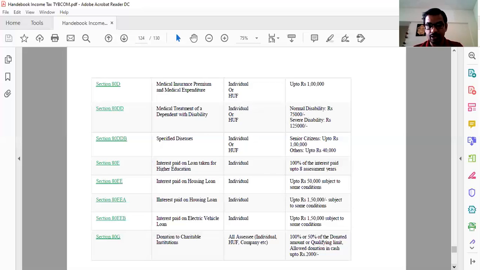Under this section, allowed donation in cash is up to rupees 2,000 only. If more than 2,000 is donated in the form of cash, at that time it can't be claimed under section 80G. Okay.